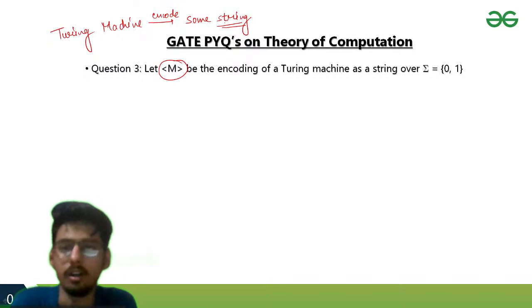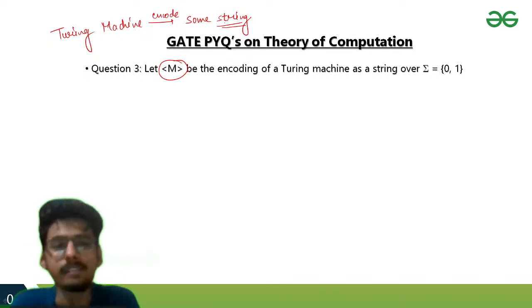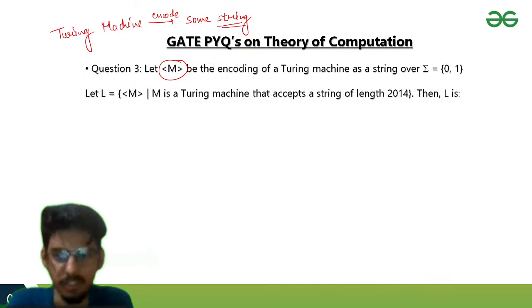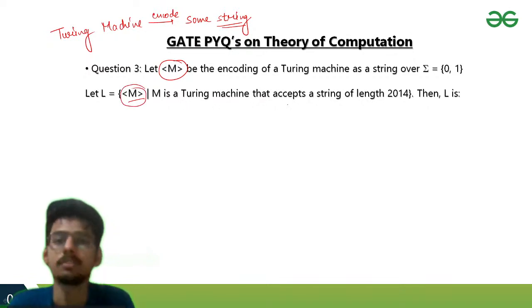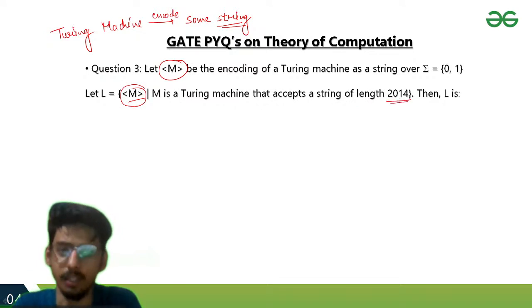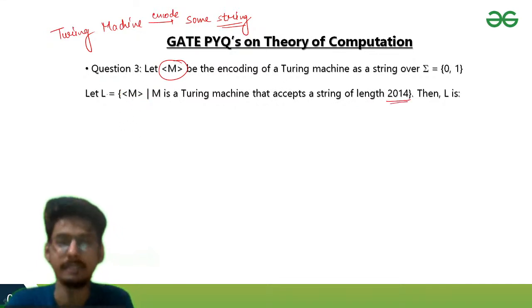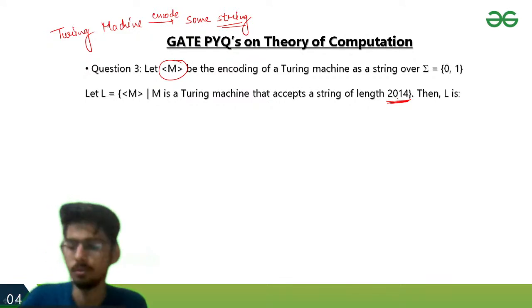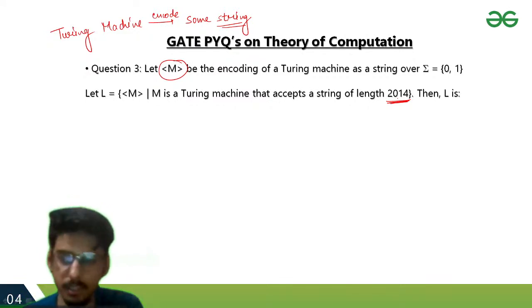Thank you. Now, I'll just focus on the question. Let L be the set of Turing machines M, where M is a Turing machine that accepts a string of length 2014. Okay, I could have just confused you. Basically L is a set of Turing machines, and every Turing machine in this set accepts a string of length 2014. The 2014 is because this question was asked in 2014.